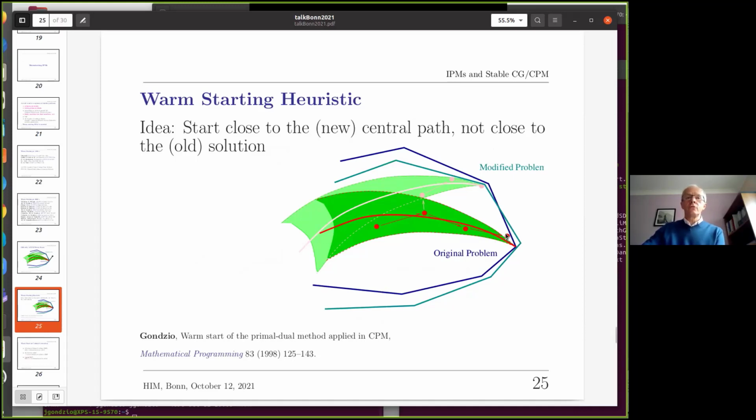That's a heuristic, of course, which can be summarized in the following way. Start close to the new central path, not close to the old solution. And maybe that's the point when people criticize that interior point methods cannot warm start. They cannot warm start like the simplex method from an optimal vertex to a new optimal vertex. When I say cannot, well, I do not know how to efficiently do it. But of course they can warm start if the philosophy of interior point method is properly taken into account.